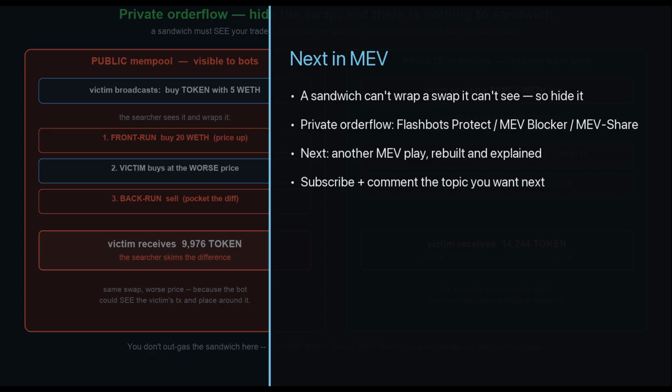And that's private order flow, the real defense against the sandwich. Not outbidding the bot, but hiding your trade from it entirely, shown on a diagram, in a test, and live on a real chain. Next episode, another MEV play rebuilt from scratch and explained.